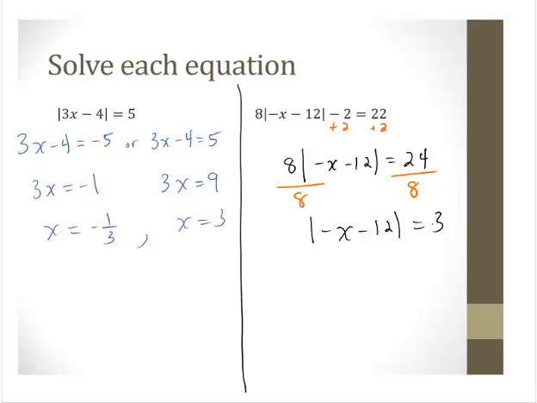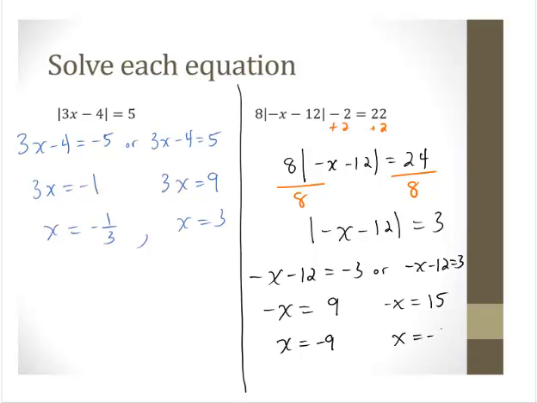Now we can break this up into two equations. Negative x subtract 12 is negative 3, or negative x subtract 12 is positive 3, and we'll solve each of these equations. Adding 12 on the first equation yields negative x is equal to 9, and then changing signs, x is negative 9. Adding 12 to both sides on the second equation, negative x is 15. Changing signs, x is negative 15. And so again, two solutions to this equation.